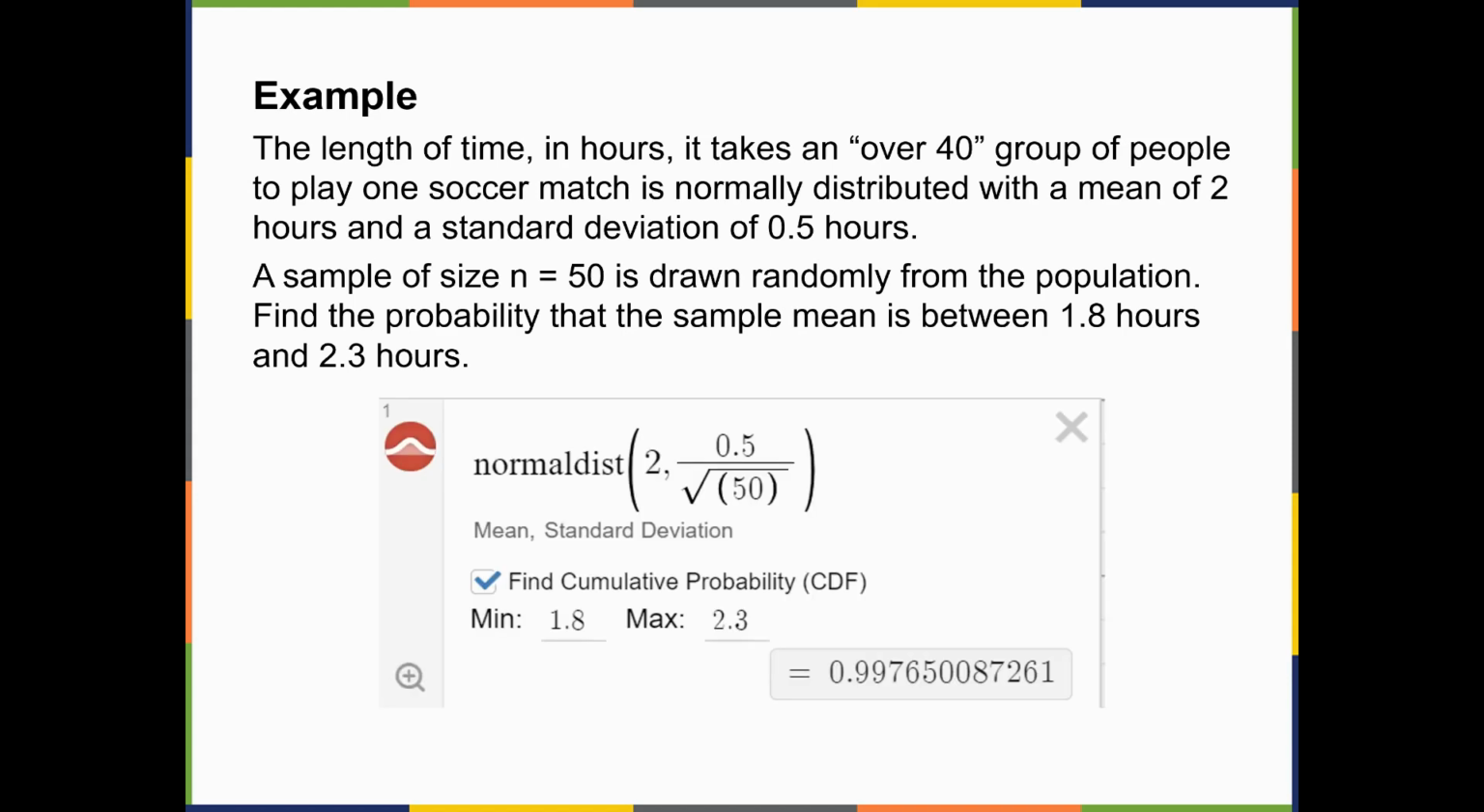All right, so what are we going to do? Well, normal distribution. Our mean is still the same. It's still 2. The only thing that's different is our standard deviation. The standard deviation of the actual game length is 0.5 hours.